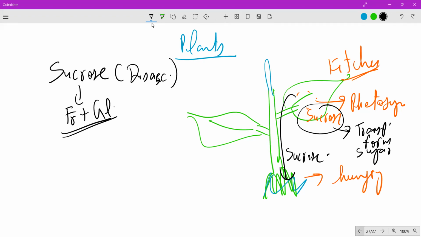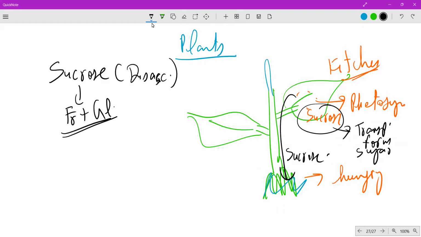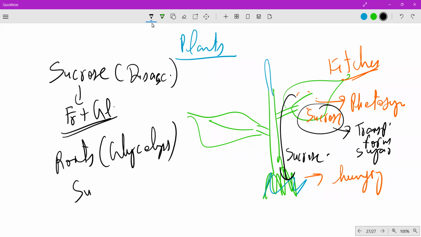That means if I start glycolysis in the roots, where will glycolysis in the roots start from? It will start from sucrose. Am I clear?